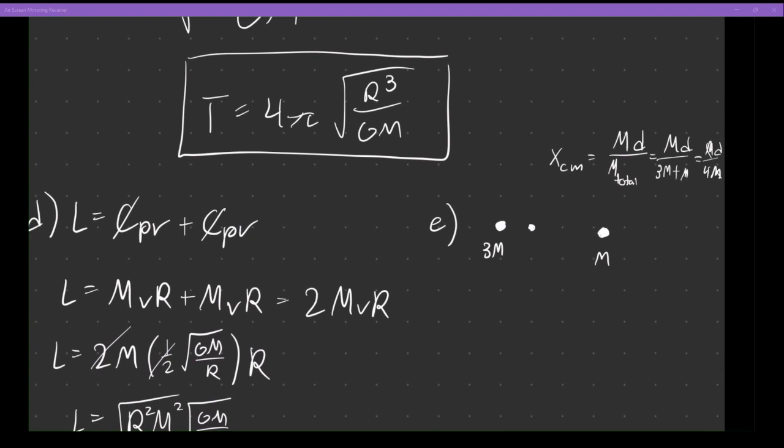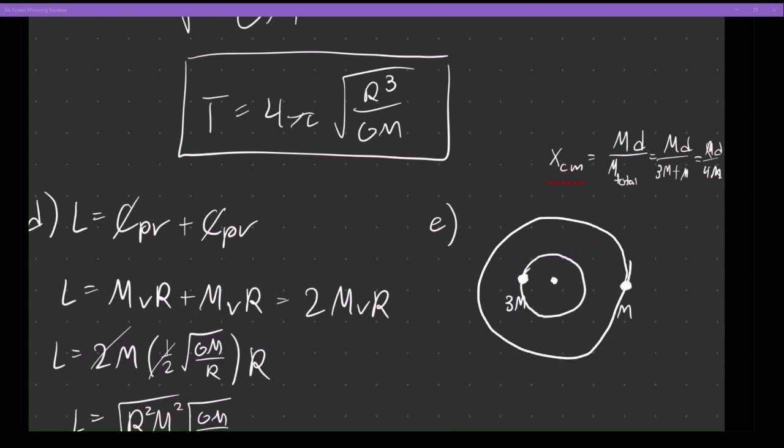So the orbit around that for the 3m would be something like this. And the orbit for the other m, that's just the 1m, it will be much bigger, like far around like that. And that should be it for part E.